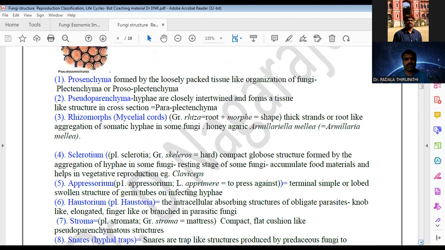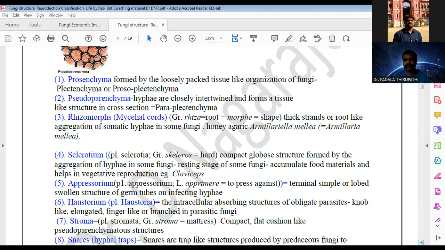Present in Armillaria mellea, I already told you. Which among these is the flying agaric: Armillaria, Agaricus, Volvariella, Pleurotus? Armillaria is the flying agaric. It shows illumination; it gives light.